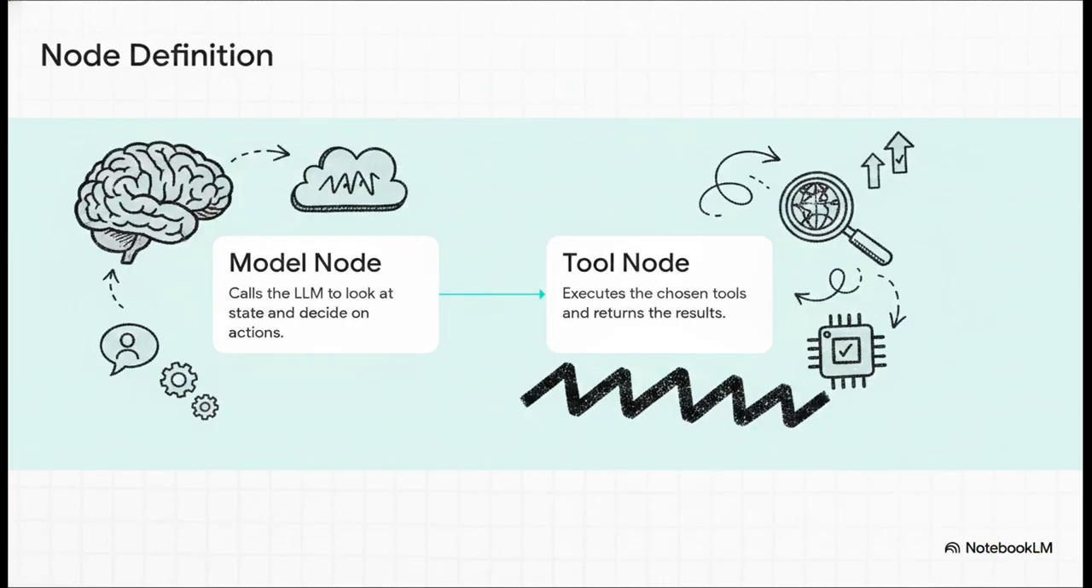Next up, we actually separate our logic out. Step 3 is defining the model node. Listen, this node's only job is to look at the state, call the LLM, and let the AI decide if it needs to talk to the user or if it needs to call a tool.